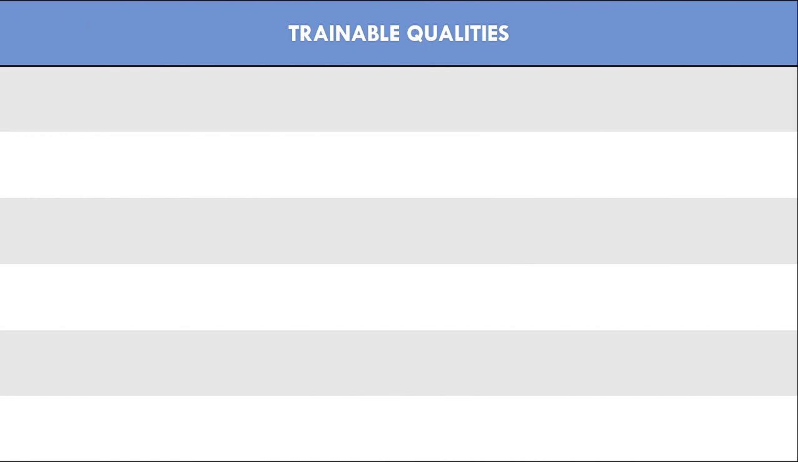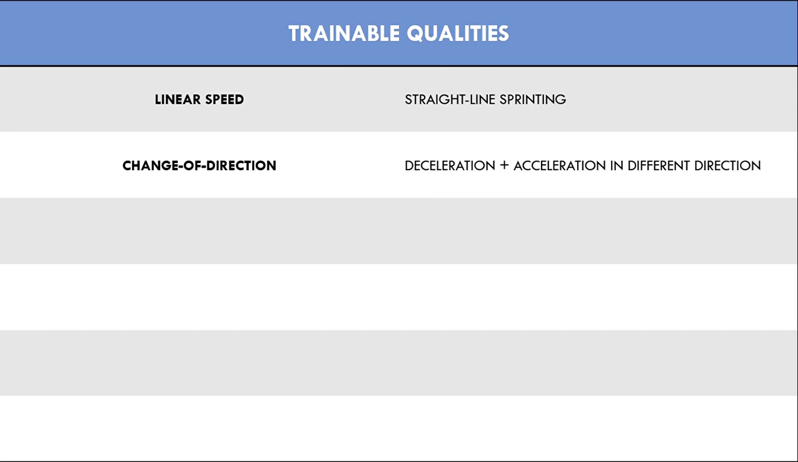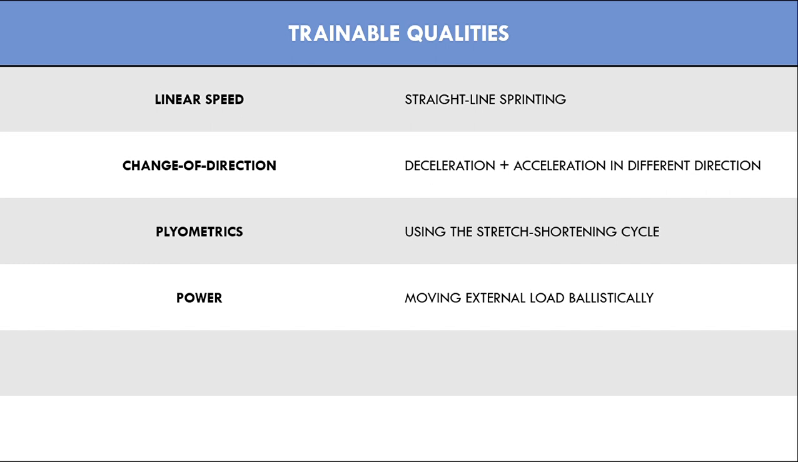The qualities that we can train, which are important for soccer players, are linear speed. This refers to running as fast as possible in a straight line. Change of direction ability. This refers to the ability to rapidly decelerate, then re-accelerate in a different direction. Plyometrics. This refers to the ability to use the stretch shortening cycle during maximum speed running and jumping. Power training. This refers to moving external load in a speed-oriented and ballistic manner.